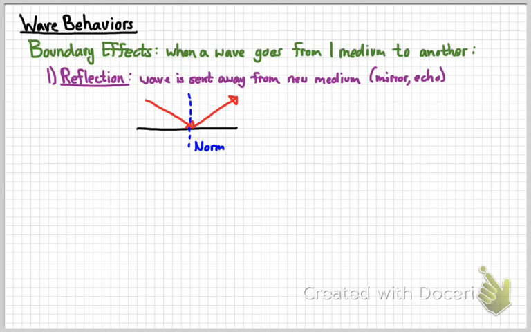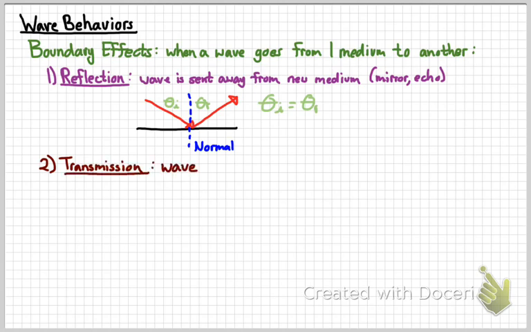So when light strikes a mirror, the angle of incidence and the angle of reflection measured from a normal line are the same. That's an important fact to remember. Also remember that we always measure angles from the normal, perpendicular line.